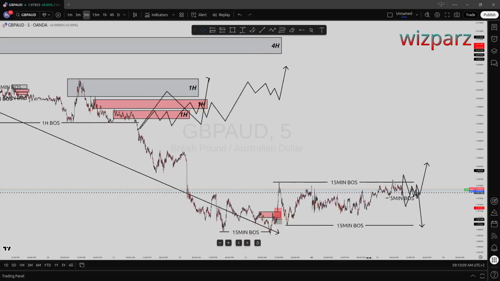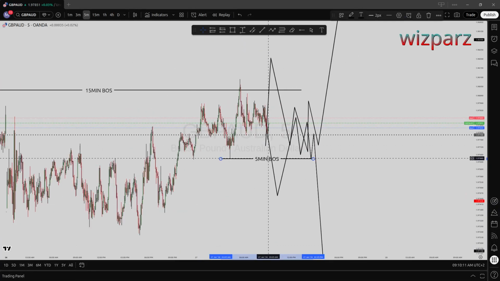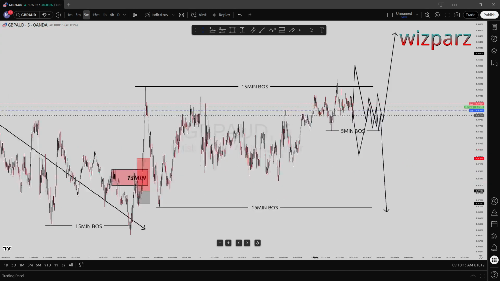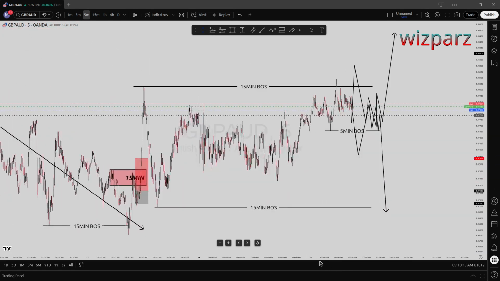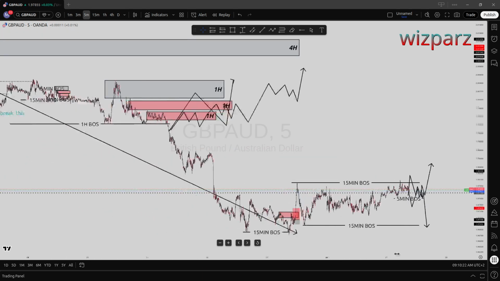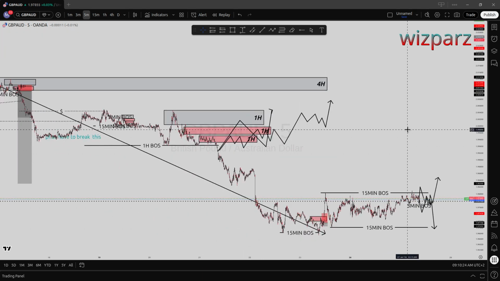The best setup will be price to break this 5-minute change of character to the downside, and then look for short opportunity. That is my perspective on GA and what I'm waiting for.